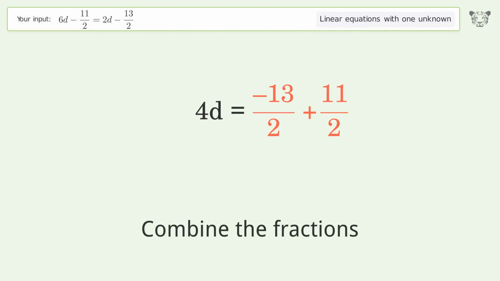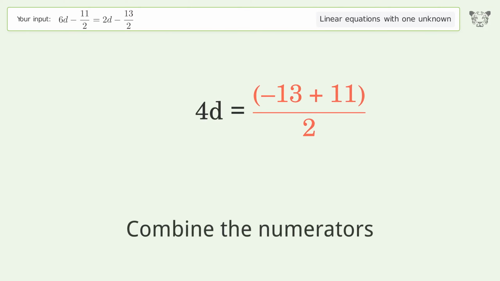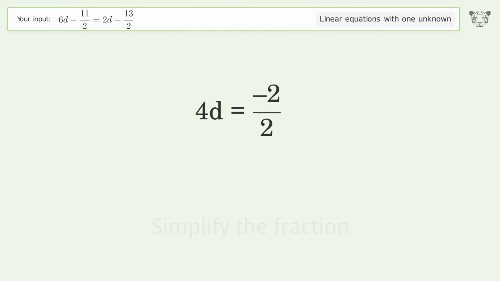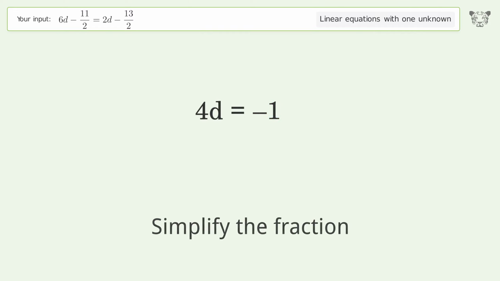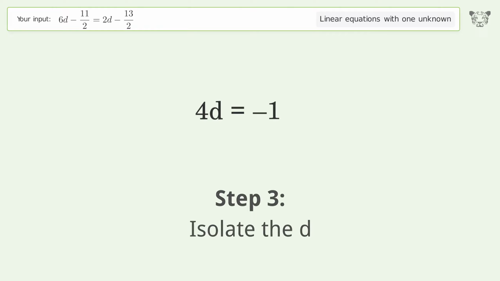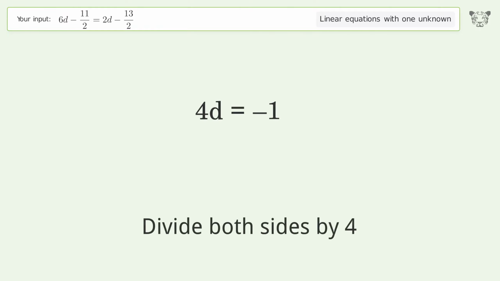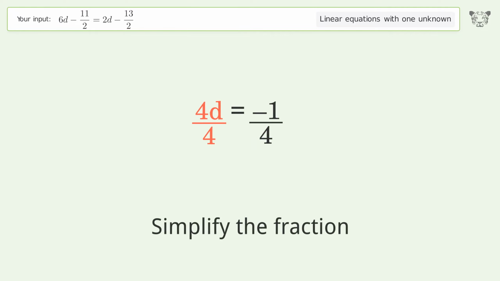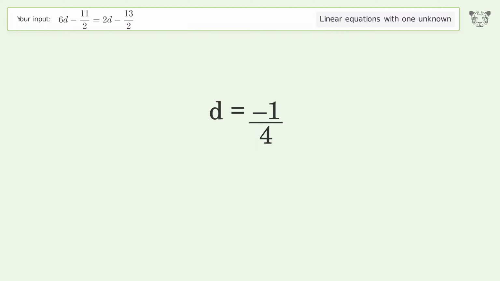Combine the fractions. Combine the numerators. Simplify the fraction. Isolate the d. Divide both sides by 4. Simplify the fraction. And so the final result is d equals -1/4.